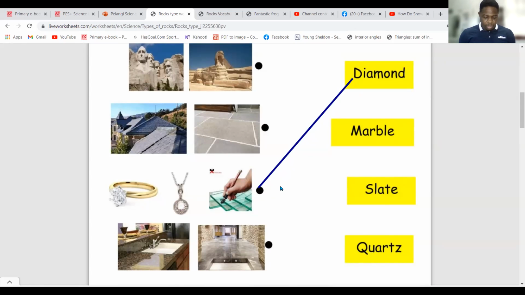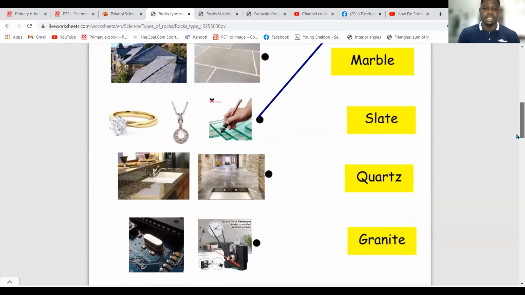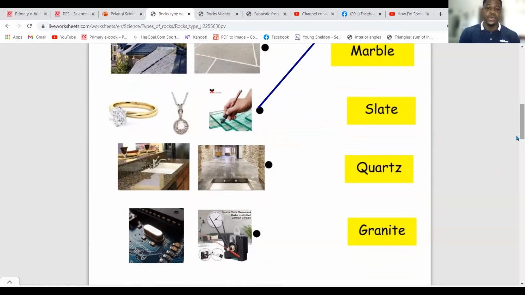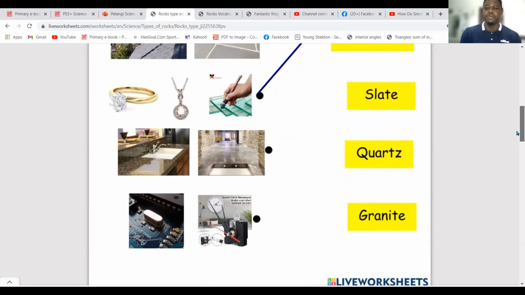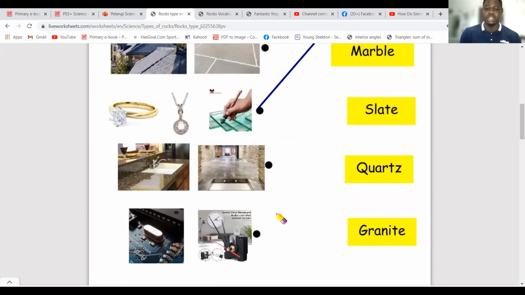Okay. So how about quartz? Who can tell me what is quartz? Where can you find quartz? In your cell phone. It is used for electronic equipment. That's better. Okay, so you can draw quartz to here. This is quartz there. That is how to do it.